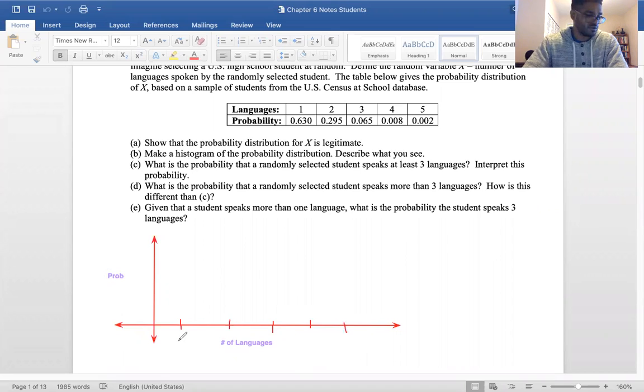The only little thing that AP wants you to do is go above and below by a half, because these are discrete values. You're not going to have 1.5. So we're going to go from 0.5 to 1.5 for our first little bin, and it's going to have a height of, if we go 0.1, 2, 3, 0.63, somewhere in here. So this is your first. When we look at histograms, we have to connect all these boxes, so that's why we do it this way. The next one goes from 1.5 to 2.5, and that's 0.295.